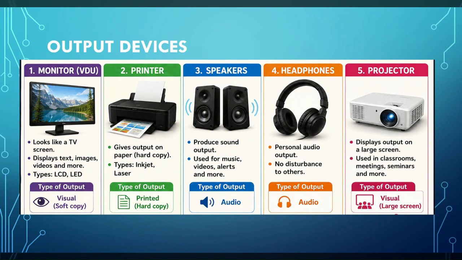Next, we will see the output devices. So the output devices are the opposite of input devices. Here we get some sort of output, something that is visible from the computer system. The first is monitor, which is also called VDU, that is visual display unit. So anything that we are seeing on the screen, whether it be a PDF, video, movie, anything, that is an output from the computer. So this comes under output device.